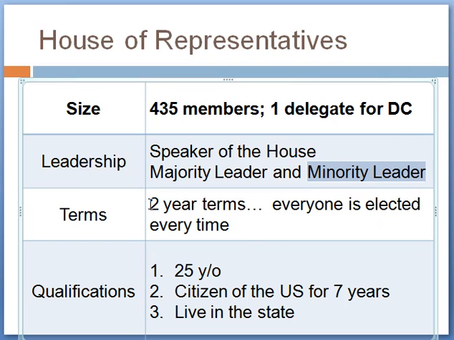In terms of terms, you'll notice that it's a 2-year term. The idea is that they can be re-elected if they're approved. Everyone is elected every time. The whole House turns over every single time there's a federal election. That's every 2 years. You'll notice the qualifications are pretty simple. You have to be 25 years old. You have to be a citizen of the U.S. for the previous 7 years before you're elected. They have to be consecutive. And you simply have to live in the state. You'll note that it's not the district that you represent. You just simply have to live in the state that you represent.